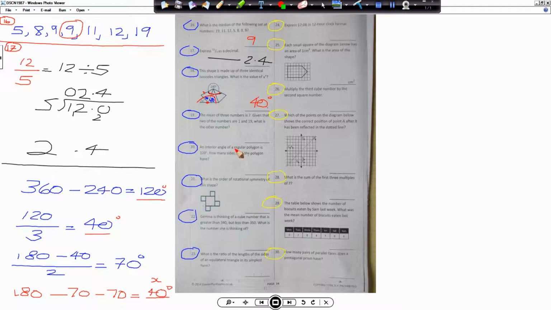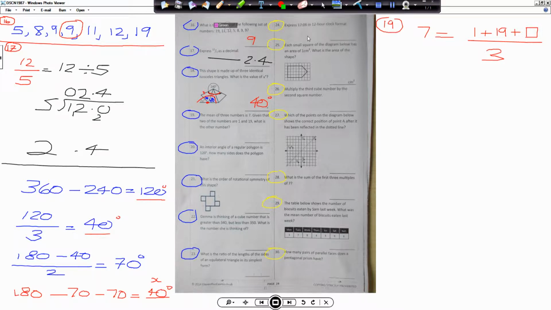Okay, question number 19. Number 19 is a good one. It says the mean of 3 numbers is 7. Given that 2 of the numbers are 1 and 19, what is the third number? This is a reverse mean question. So normally we say the mean, which goes here. So what is the mean? The mean is 7. So the mean is equal to, normally add the numbers up, which is 1, add 19, add this other mysterious number, and all of that divided by 3 is equal to 7. So we need to work out the mysterious number.